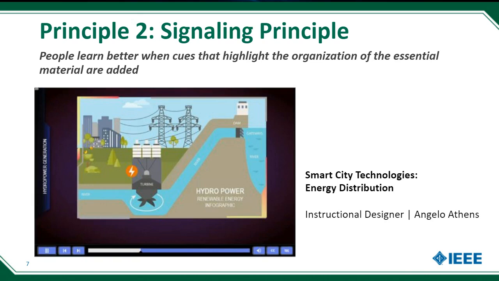Research shows that people learn better when we use cues to highlight the organization of learning material. I have an example here from our IEEE course. The title is Smart City Technology, Energy Distribution. This course is designed by my colleague, Angelo Athens. Let's take a look.